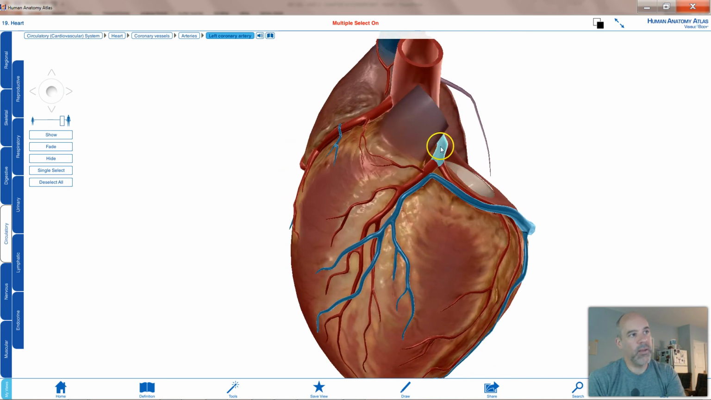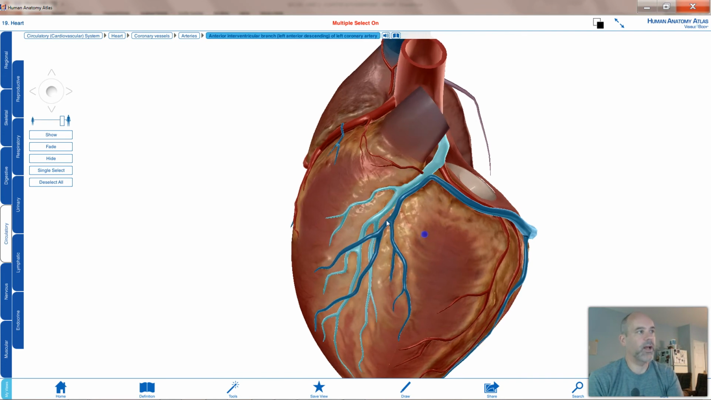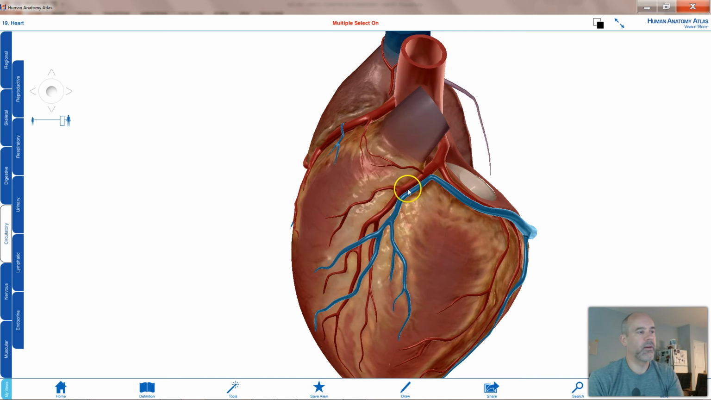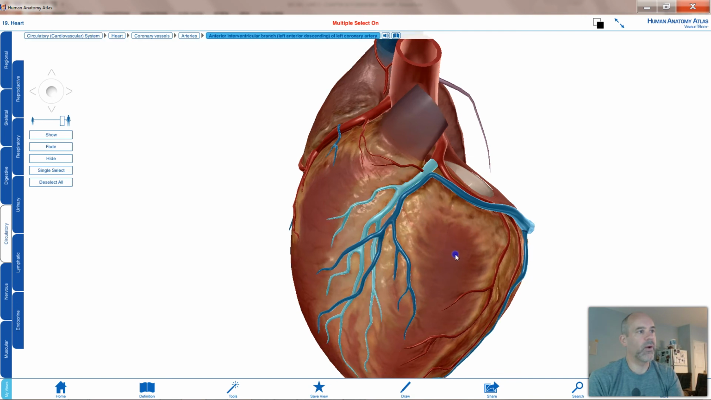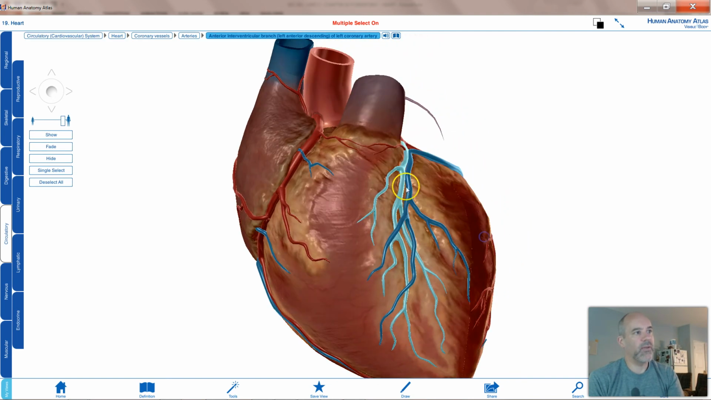Okay. And then pretty quickly, the left coronary artery has two major branches. One of them's right here, highlighted in light blue. Let me deselect the left coronary artery, the first part of it. All right, so all of that you see there is called the anterior interventricular artery.